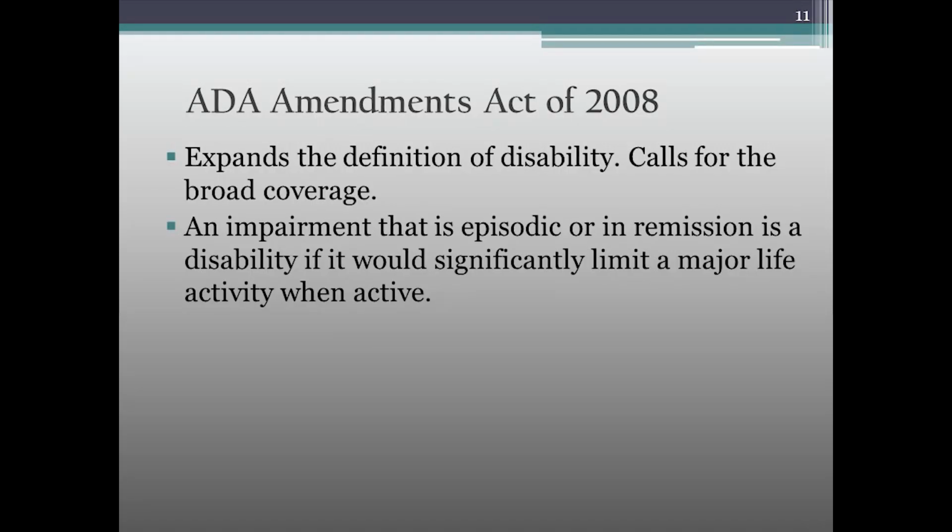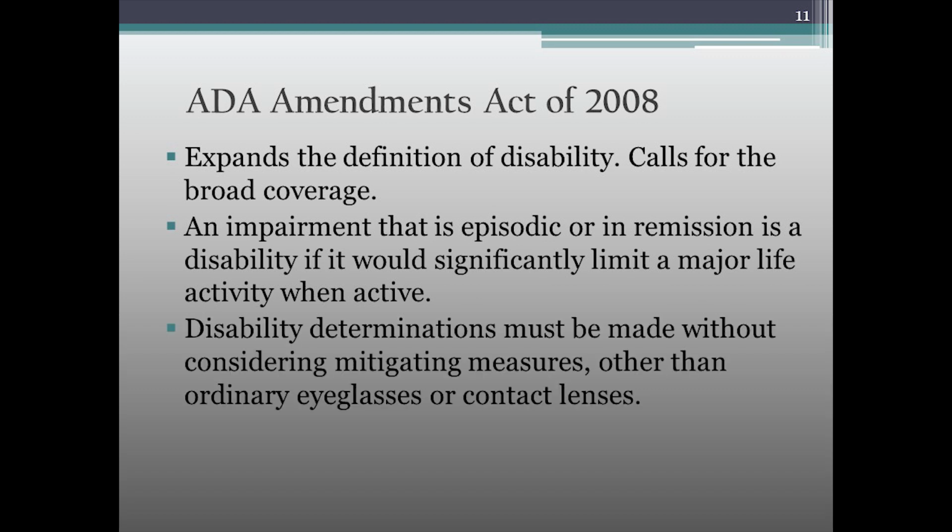So the ADA Amendments Act of 2008 said that an impairment that is episodic or in remission is a disability if it would significantly limit a major life activity when active. It also made sure that disability determinations would be made without considering mitigating measures other than ordinary eyeglasses or contact lenses. Now, when we look at mitigating measures, we're talking about any type of device or medication that is helping an individual with a disability deal with or maintain their disability.